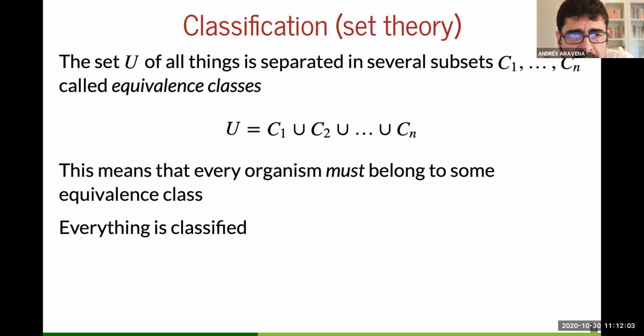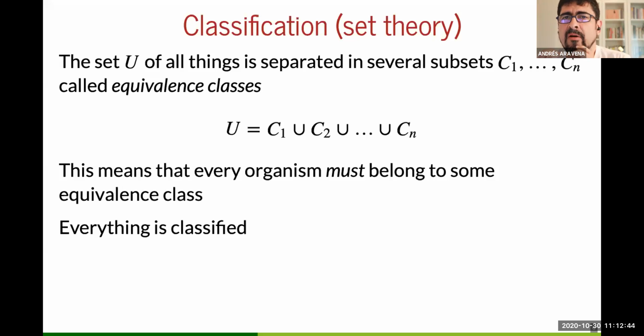So the set of all things is separated into several groups, like you separate animal and vegetal. You have a big set that you separate into small sets, and those small sets are covering all the big set. So all the living things are separated into groups, and everything belongs to some subset.